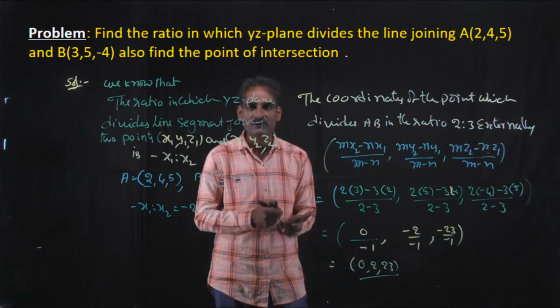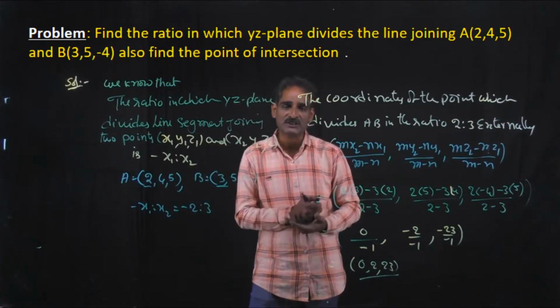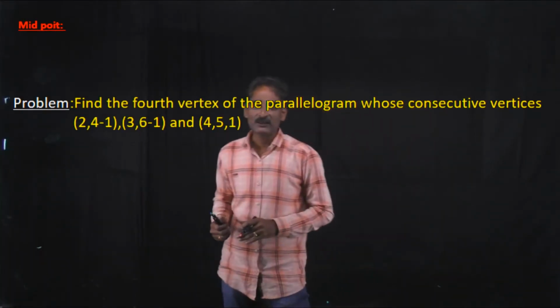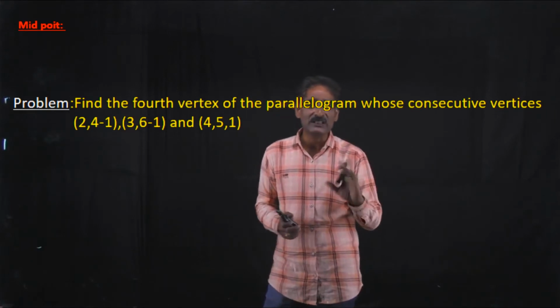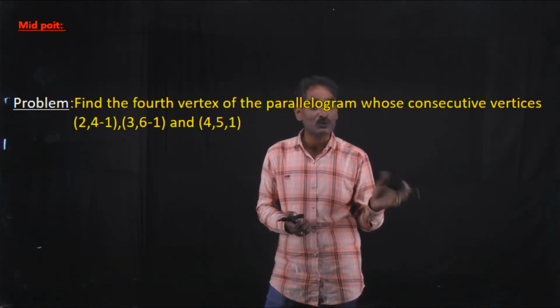That is, the coordinates of the point which divides the given two points, meaning the point of intersection of the YZ plane and the line segment AB. Now we have to find the midpoint. Midpoint means the point which divides the given two points in the same ratio, that is equidistant from the two fixed points.